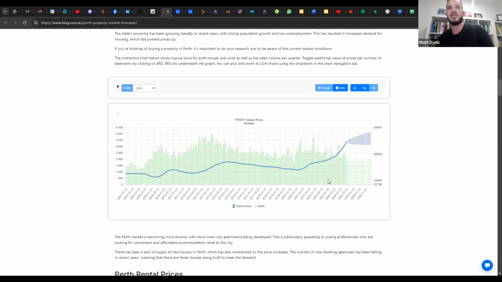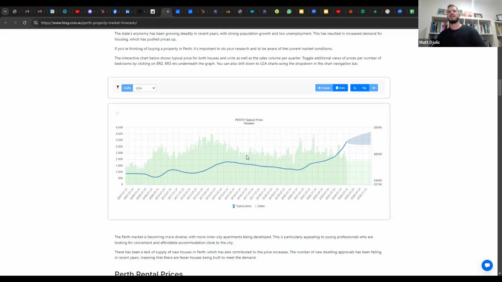So the next thing that we can see, what is good about this graph, is that the increases in the typical price have actually been supported by the volume of sales at the back, because we can see the histogram, we can see an increase in sales here, which is then followed by an increase in price. There is a substantial volume of sales in Perth overall throughout, which is always good.